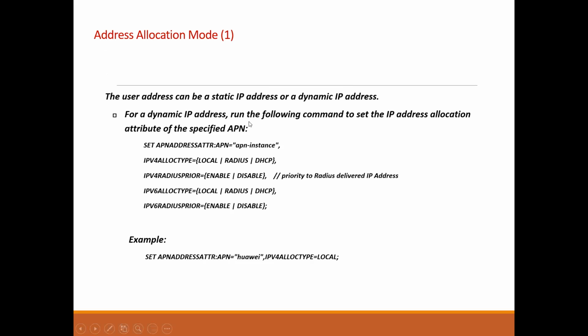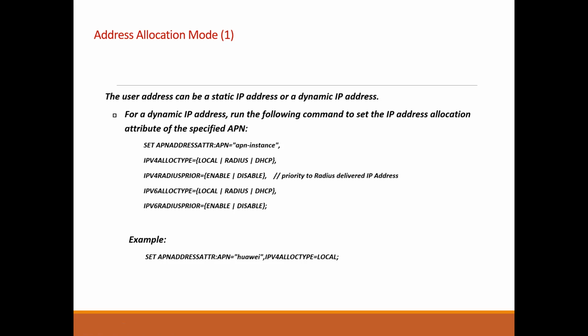Okay, for a dynamic IP address, you can run the following command to set the IP address allocation. This is a Huawei specific command, but similar commands exist elsewhere. So the first thing is you need to specify the APN address attribute. You specify the APN name, and then you specify how this IP is to be allocated: locally, via a radius server, or via a DHCP.